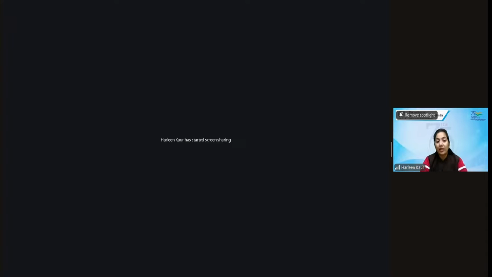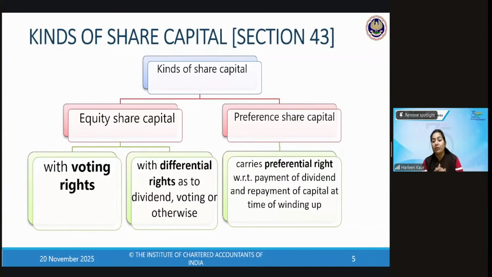If I ask you the first question related to share capital and debentures, how many types of share capital do we have? In the chat box, everybody has to answer. How many types of share capital do we have? Two types of share capital. That's wonderful. One is equity, one is preference share capital. Great. When we talk about the equity share capital, it is related with voting rights, having uniform voting rights or differential voting rights. However, preference share capital always carries preferential rights on two things: payment of dividend and repayment of capital.